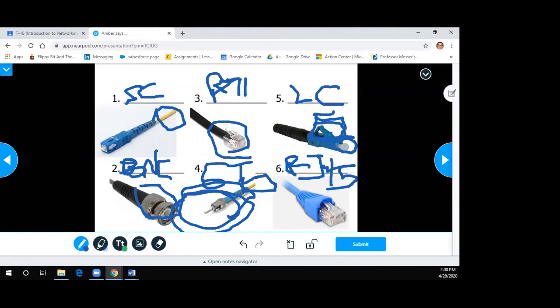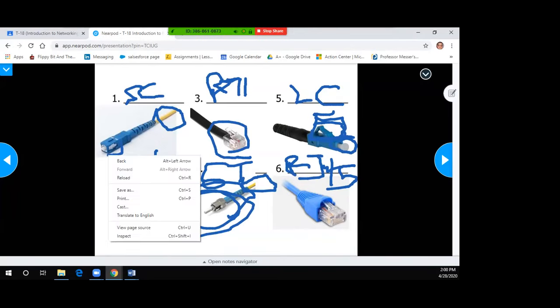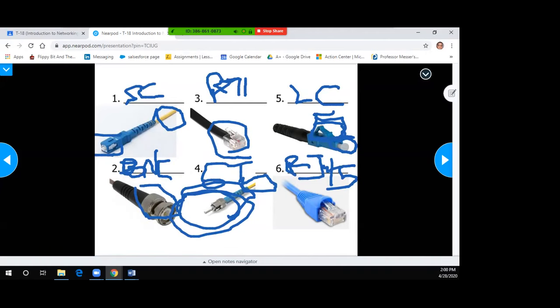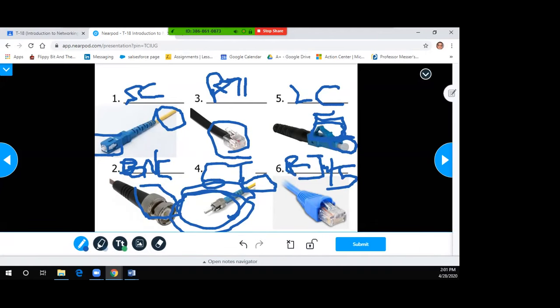connect, even though the connector fits, a single mode fiber to a multi-mode switch, it won't work. Although both of them had an SC connector, it will not work. Different type of fiber, different type of signaling expected. Any questions?